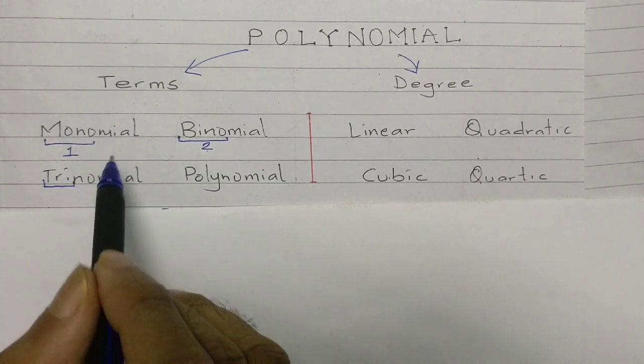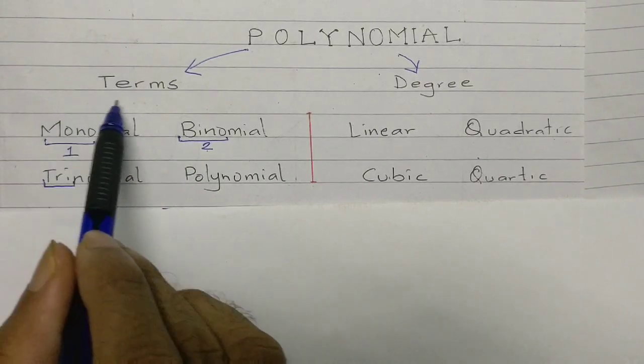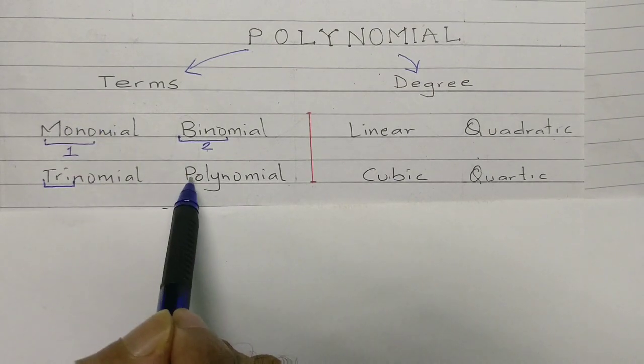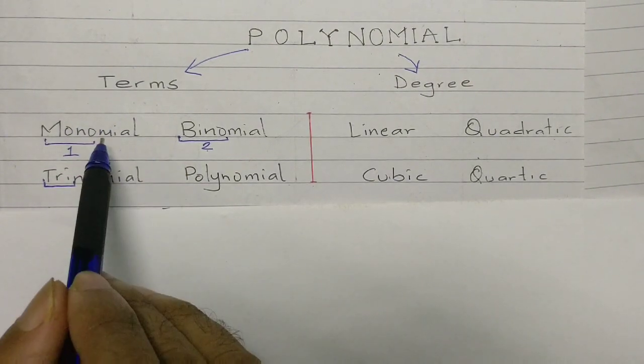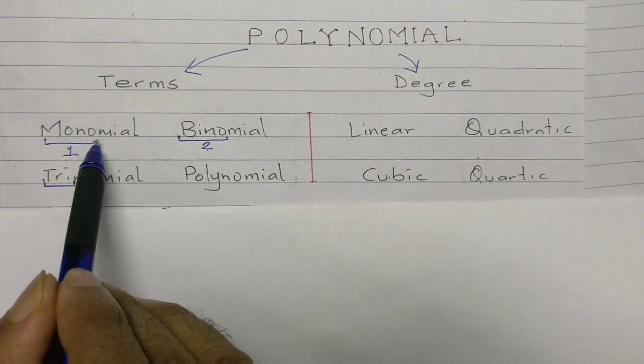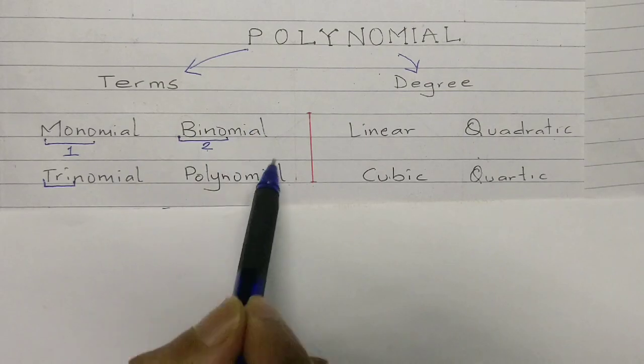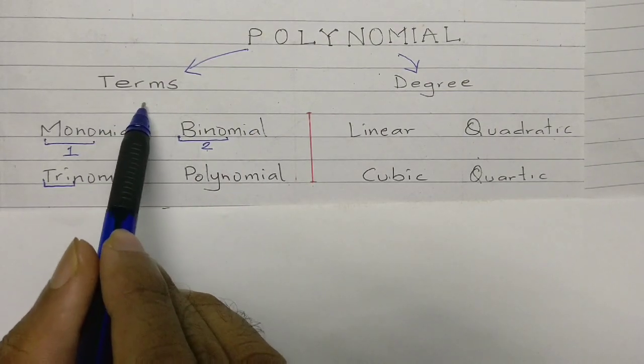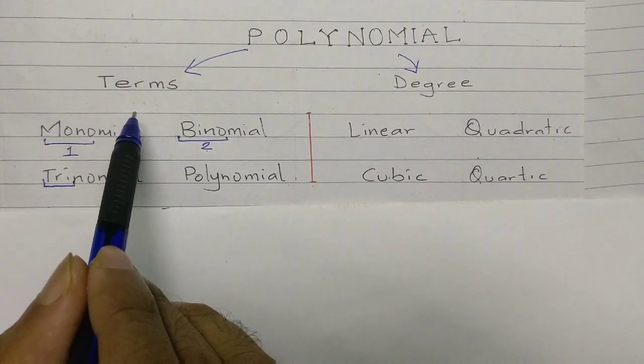So we'll take an example later, but a monomial can also be called a polynomial, but the specific name is, when there is one term, it is called a monomial. This is with regards to the number of terms that we have discussed.